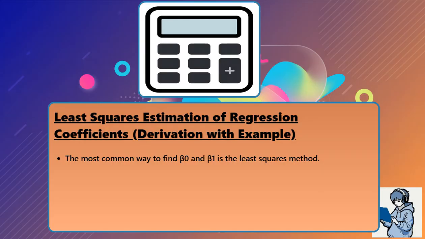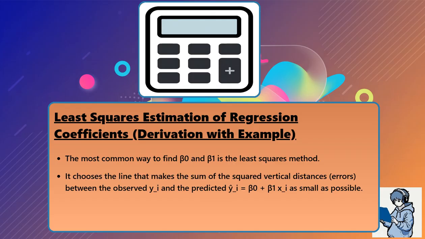The most common way to find beta 0 and beta 1 is the least squares method. It chooses the line that makes the sum of the squared vertical distances, errors, between the observed y sub i and the predicted y hat sub i equals beta 0 plus beta 1 x sub i as small as possible. The objective function is S of beta 0 comma beta 1 equals sum from i equals 1 to n of (y sub i minus beta 0 minus beta 1 x sub i) squared.